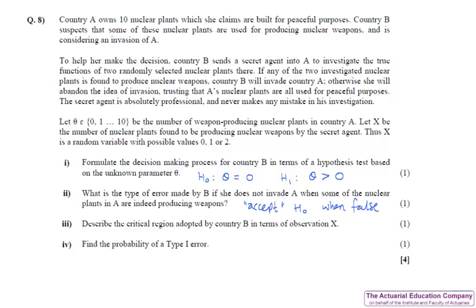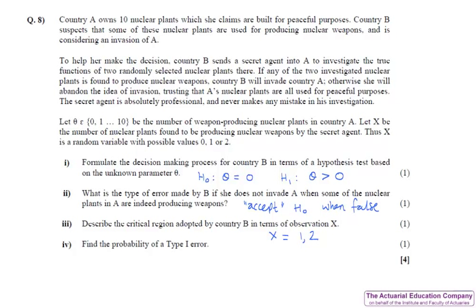The critical region are simply the values of x for which we reject the null hypothesis, i.e. we reject the hypothesis that it's peaceful only. Well, that will be quite simple. It'll be if we observe 1 or 2 of the power stations producing weapons.